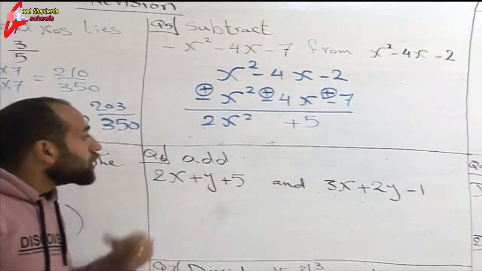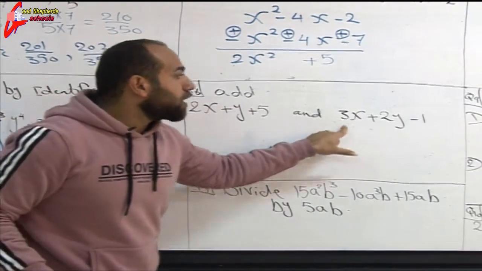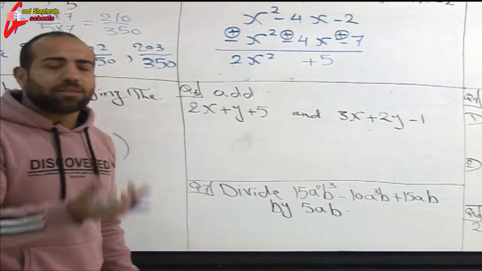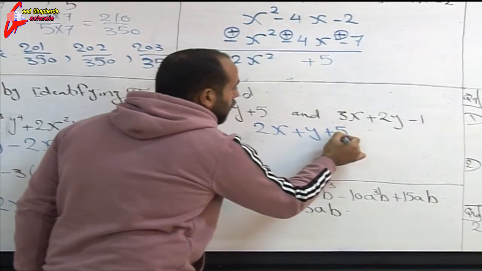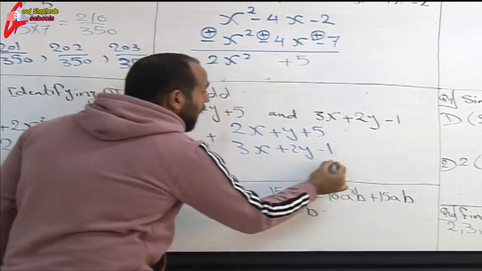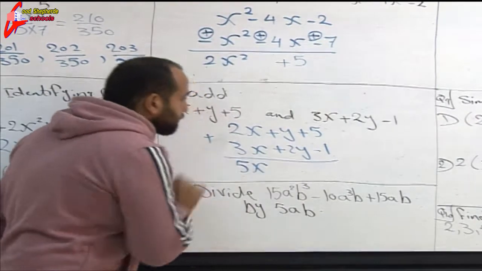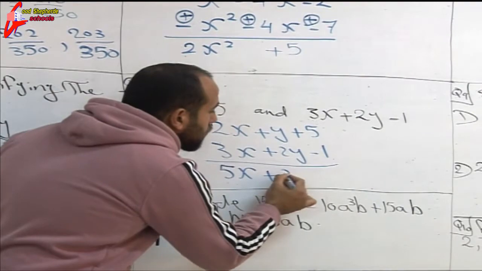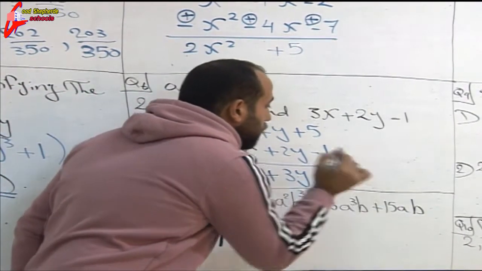Okay? Let's move to question number 6. Add 2x plus y plus 5 and 3x plus 2y minus 1. When I say add, it means plus. So 2x plus y plus 5, 3x plus 2y minus 1, I will add them. 2x plus 3x, you will get 5x. Positive y and positive 2y will be positive 3y. Positive 5 minus 1 will be positive 4.